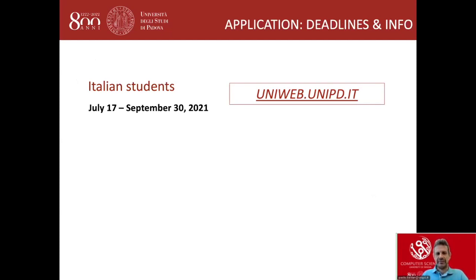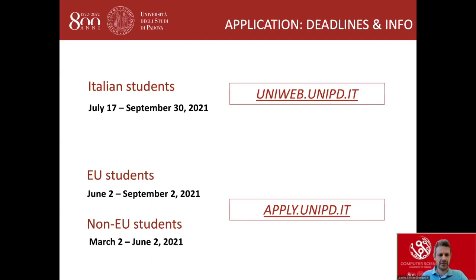For further information, these are the applications and deadlines, which unfortunately are different for Italian and non-Italian students. It is a bit complex, but Italian students must apply through what in Italian is called pre-immatricolazione, starting from July 17 until September 30. This whole process is done through the site uniweb.unipt.it, where you can also find information about the rules, the conditions for admissions and so on.